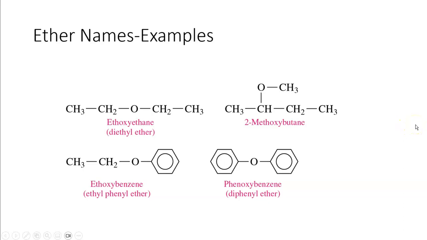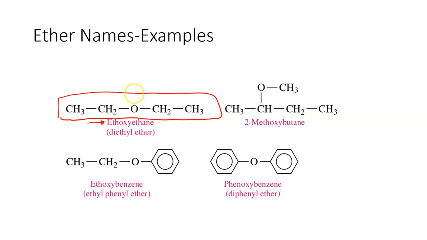So the IUPAC name is given first and the common names in parentheses. Now, in this molecule, we see that the oxygen atom is attached to two ethyl groups. So we can split from either side to do the IUPAC name. If we do it like this, since there are two carbon atoms, it will be ethoxy and ethane. And we don't do numbering in this one because there's only two carbon atoms and the name will be ethoxyethane.